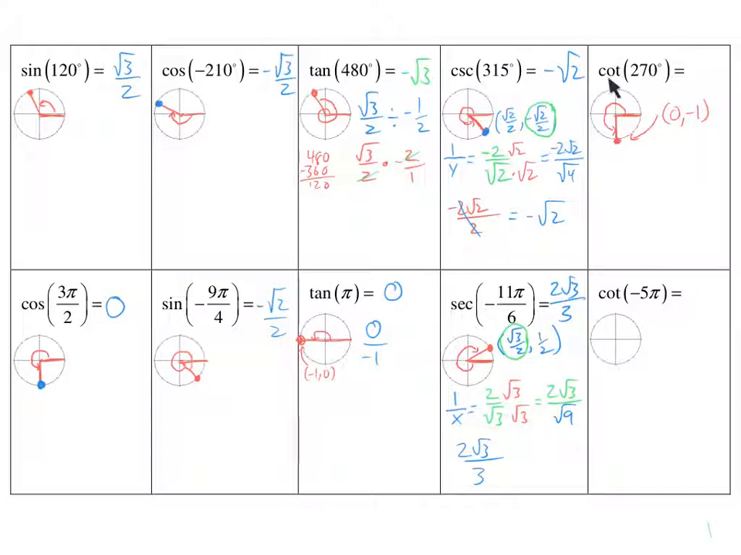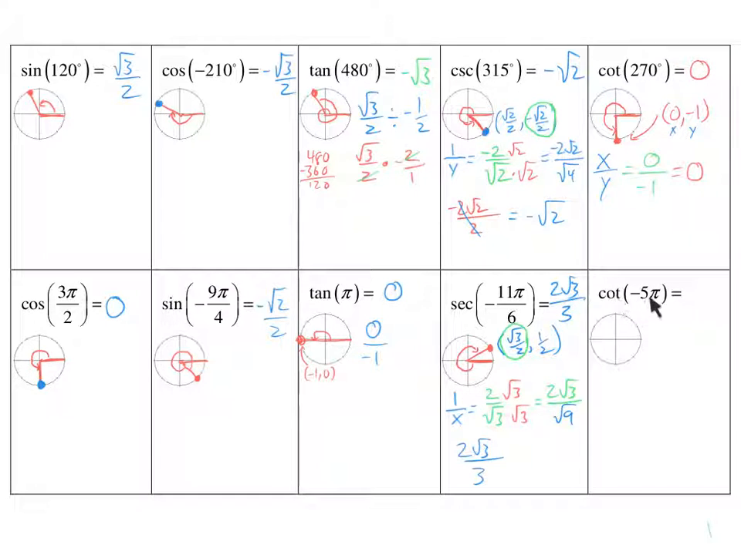Now cotangent is the reciprocal of tangent. So tangent is y over x, or sine over cosine. So I want the reciprocal of that, so that would be x over y. Remember, these are coordinates. Those are x, y, if you need to write those. So again, tangent was y over x. I want x over y. So can I go look at this and go, okay, I want my x value, which is 0, divided by my y value, which is -1, which this one's a lot easier. 0 divided by -1 is 0. So the answer to cotangent 270 degrees is 0.